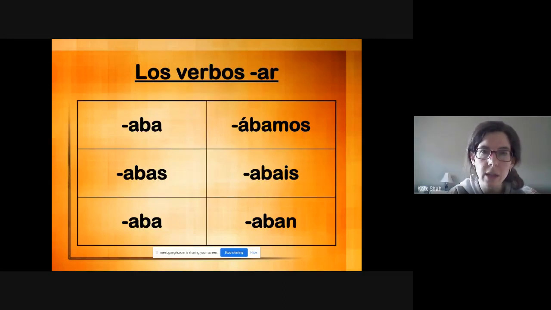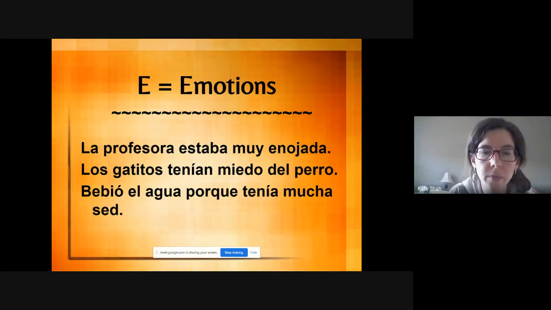And that is the end of the uses. So feel free to pause, take a break, do what you need to do, and then we will go ahead and get started talking about the forms of the imperfect.